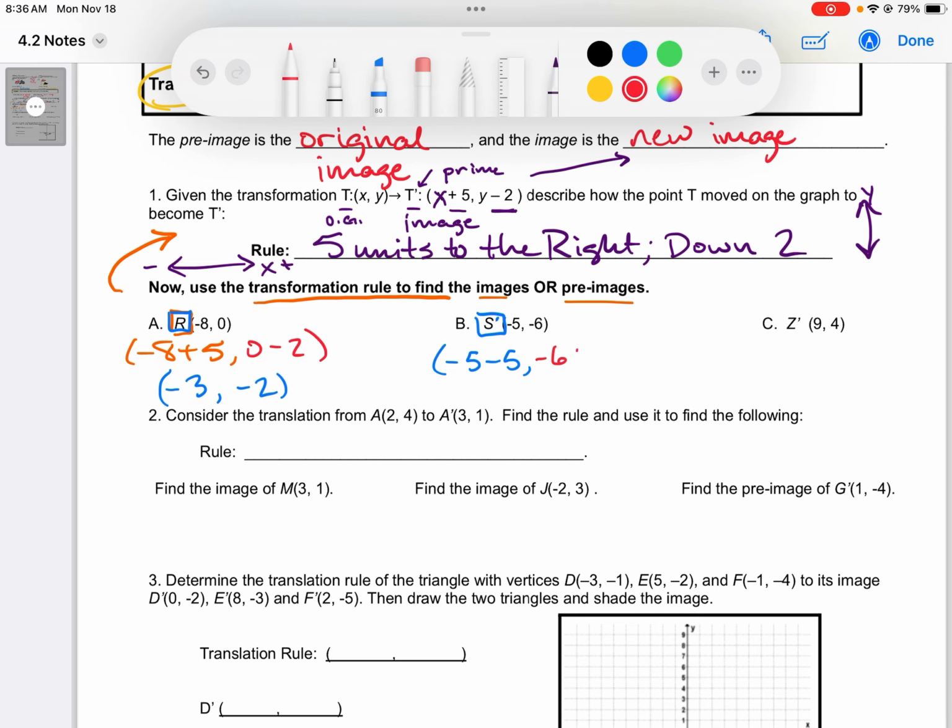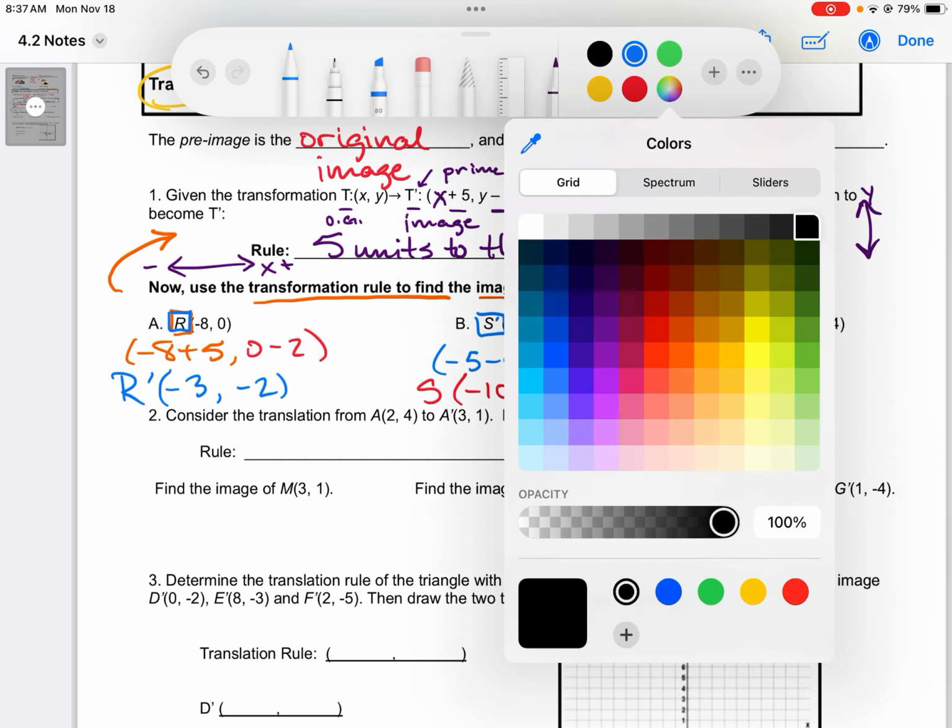And if we ended up at -6 and we got there by subtracting 2, we're going to add 2. And so this point that ended up at -5, -6 started at -10, -4. That's where it started. And it would probably help if you put the correct notation in front.